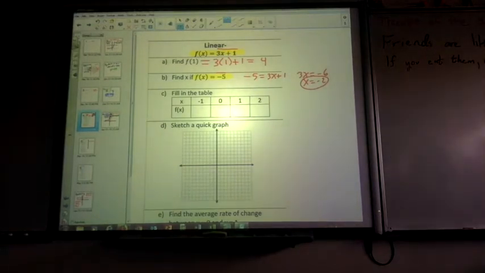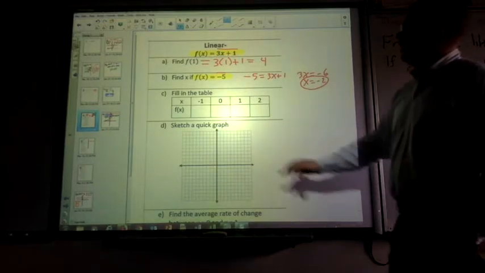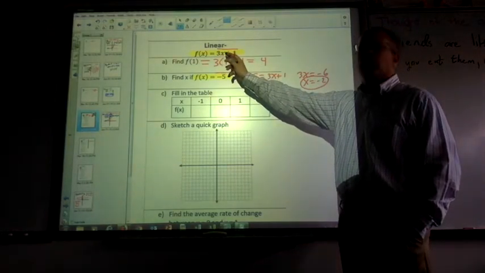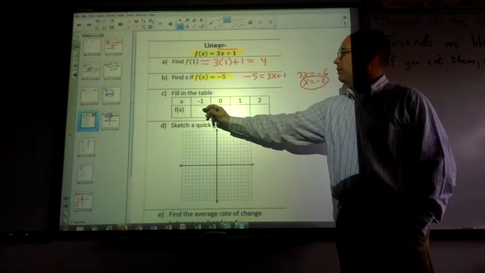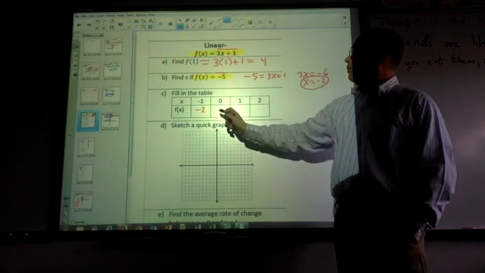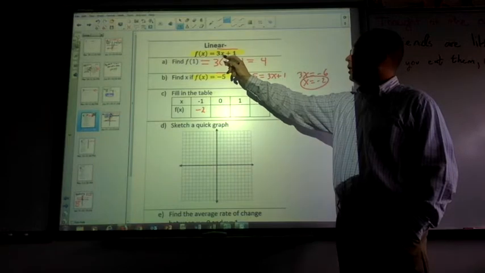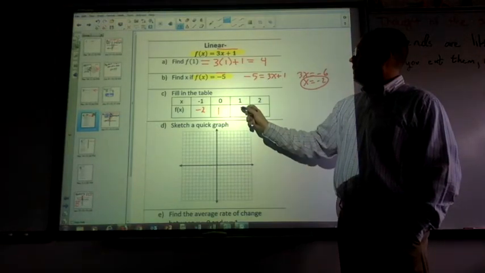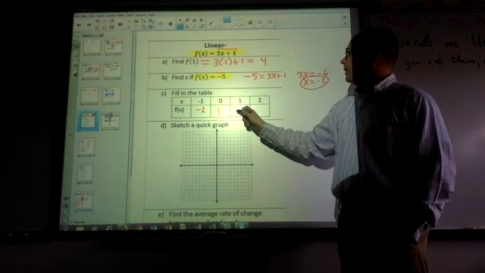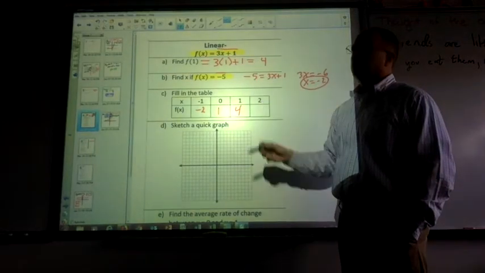I plugged 1 in for x, so 3 times 1 is 3. 3 plus 1 is 4. So if I wanted to fill out the table, I could take negative 1 plugged in. 3 times negative 1 is negative 3. Negative 3 plus 1 is negative 2. If I plug 0 in, 3 times 0 is 0. 0 plus 1 is 1. If I plug 1 in, oh, I already found that one. That's right there. If I plug 2 in, 3 times 2 is 6.